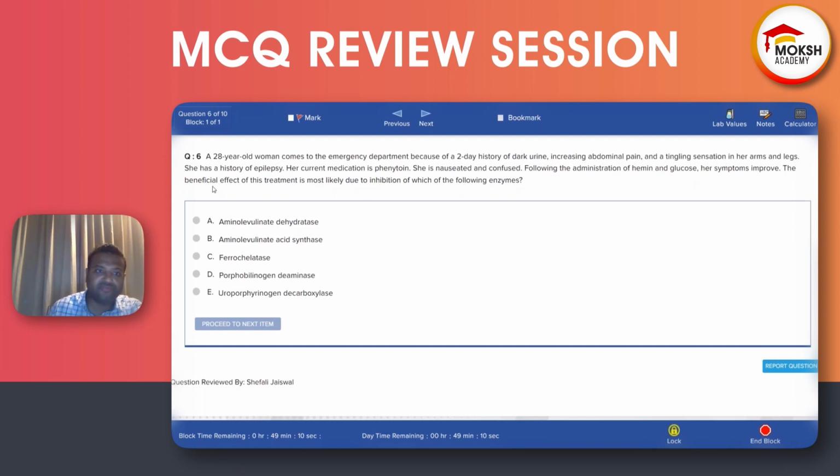The beneficial effect of this treatment is most likely due to inhibition of which of the following enzymes? Option A, aminolevulinic dehydratase. Option B, aminolevulinic acid synthase, ferrochelatase, PBG deaminase, and uroporphyrinogen decarboxylase.